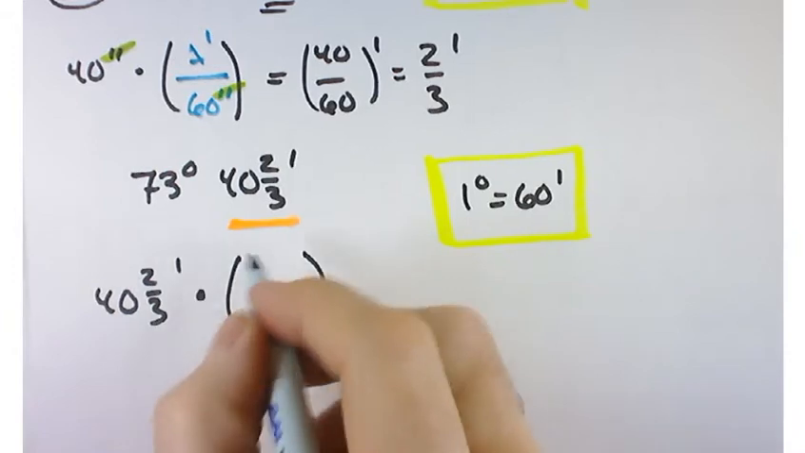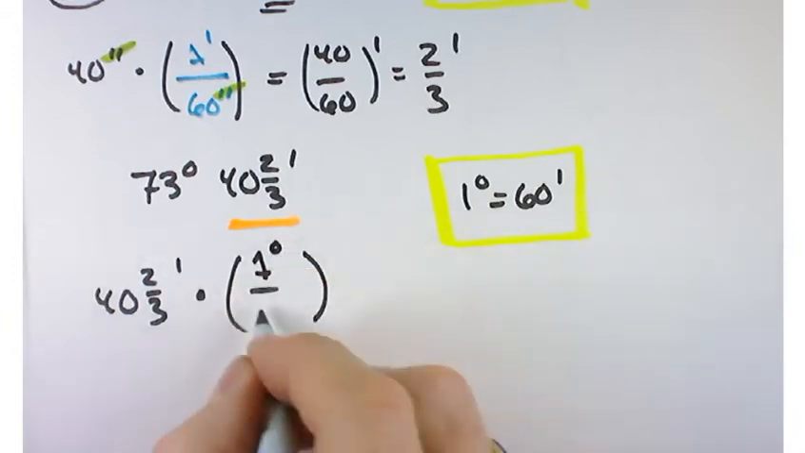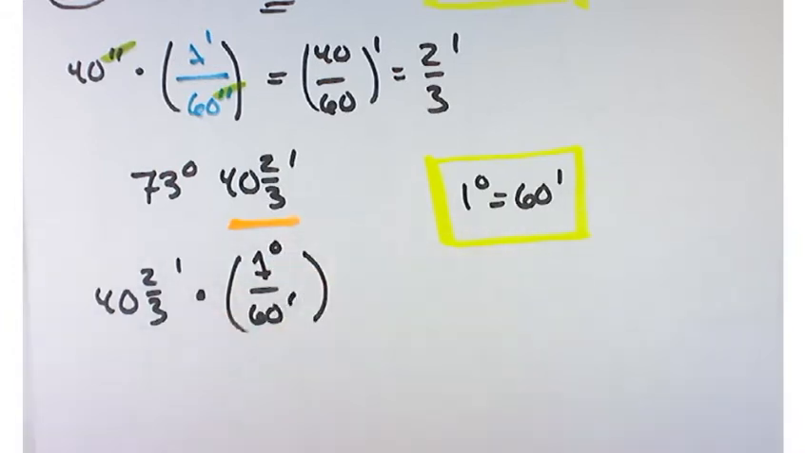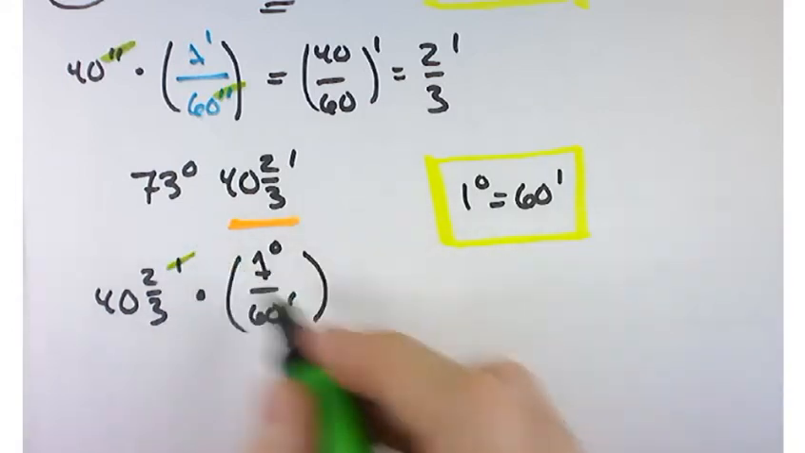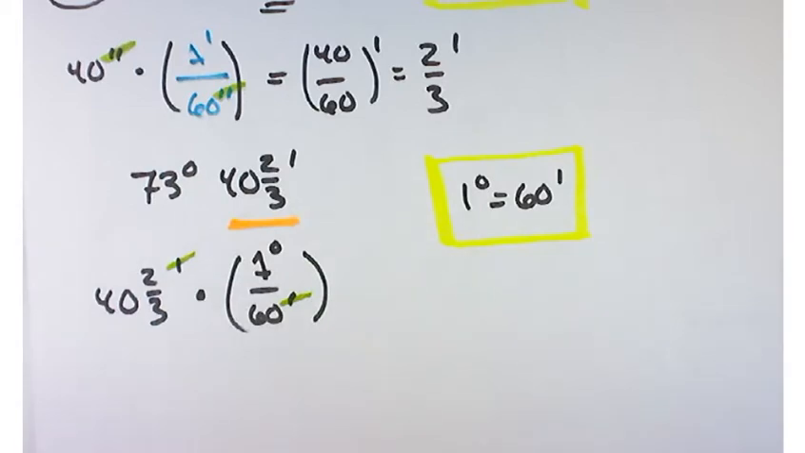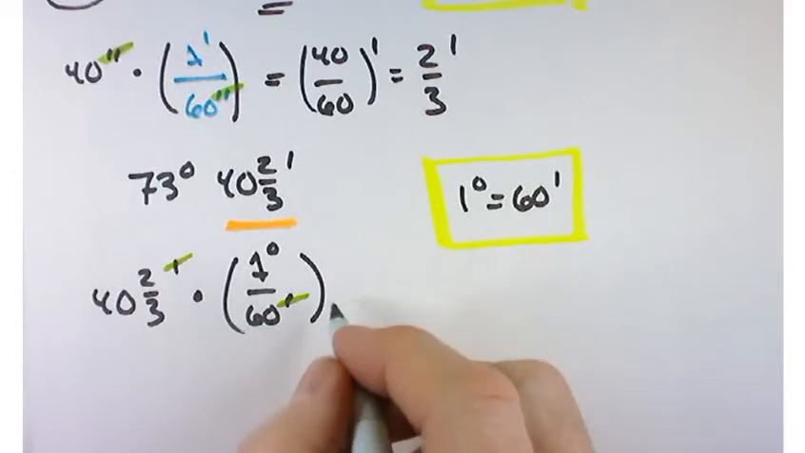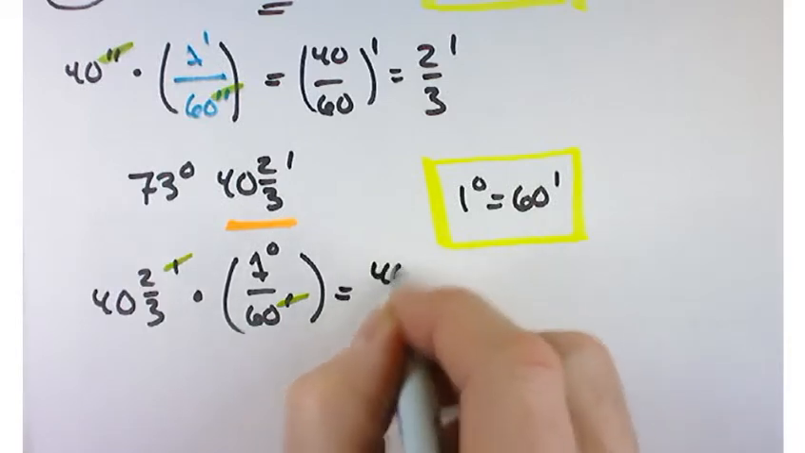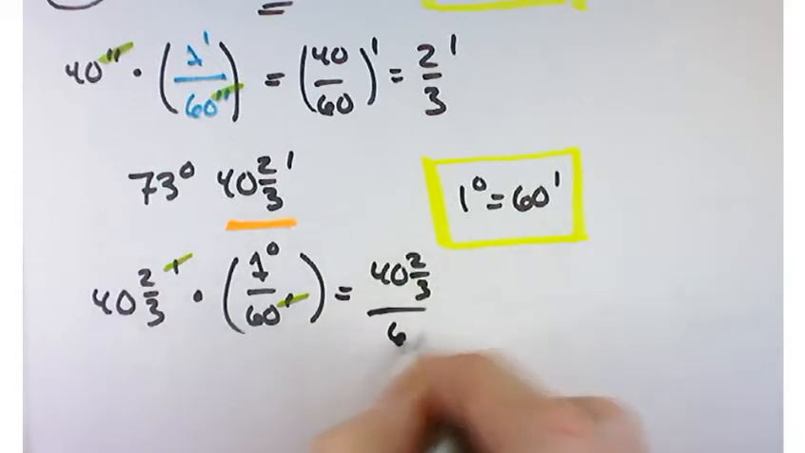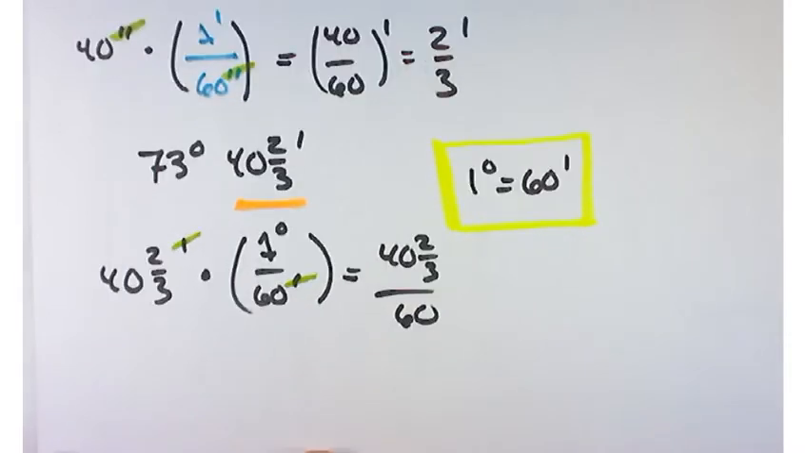Perfect. 1 degree over 60 minutes. Let me say it again. The units that you want to cancel should be in the denominator. So, yay. And check it out. Minutes cancels out, and you're going to be left with degrees. You're going to be left with 40 and 2/3 over 60. Let's see if we can get that out of our calculator.